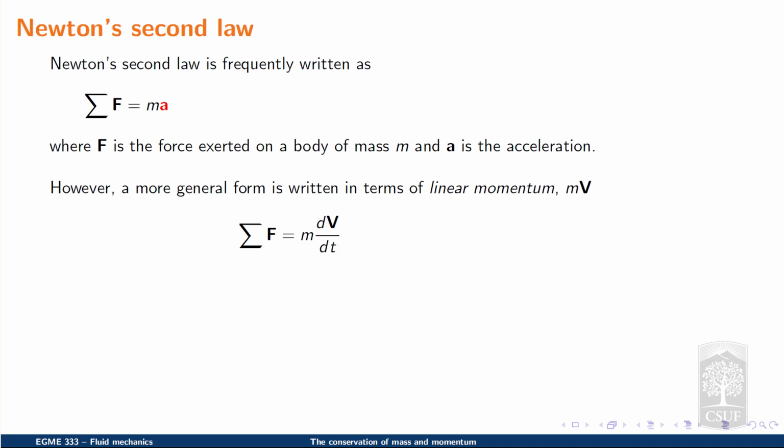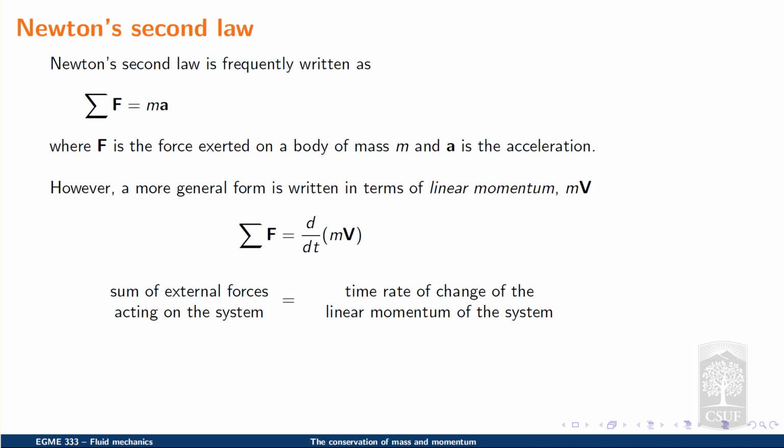Now, if mass is treated as a constant, we can move the constant into the derivative, where now, instead of dealing with mass times dV/dt, we're taking the derivative of mV, the momentum, with respect to time. So we can see now that the sum of all forces is equal to the rate of change of momentum. We can then argue that the sum of all forces acting on the system is equal to the time rate of change of linear momentum of the system.